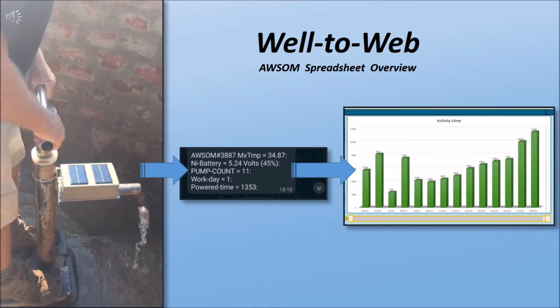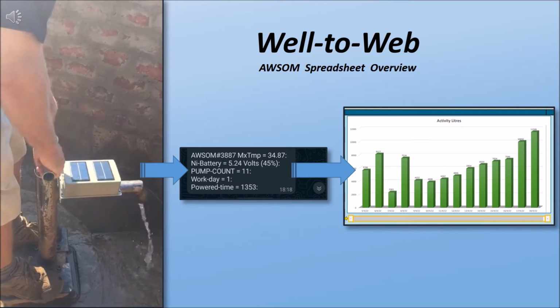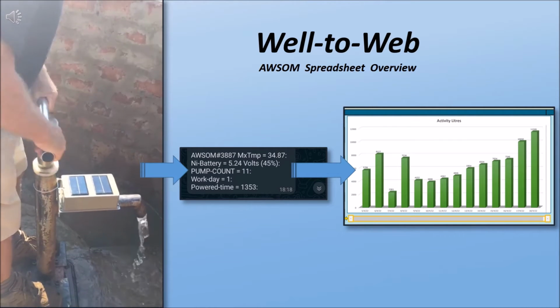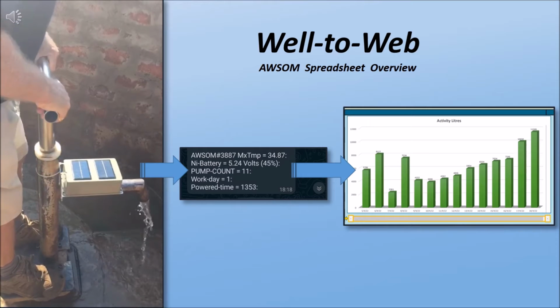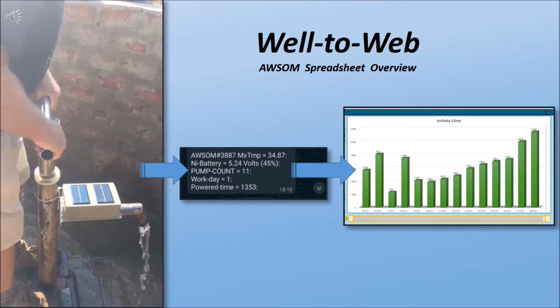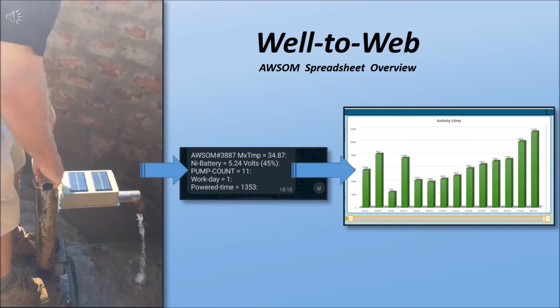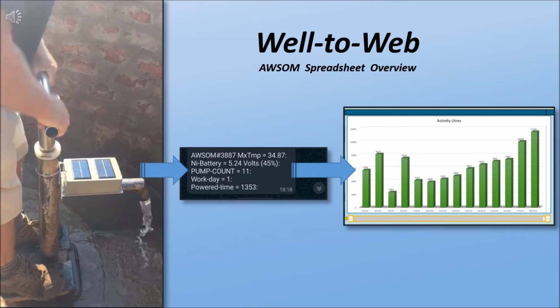To get information from the well, first we attach an AWSOM unit to the spout. This passes information onto a nominated phone via text, and it is this text that is then harvested by the AWSOM spreadsheet and published onto the web. We will go through these steps one by one.